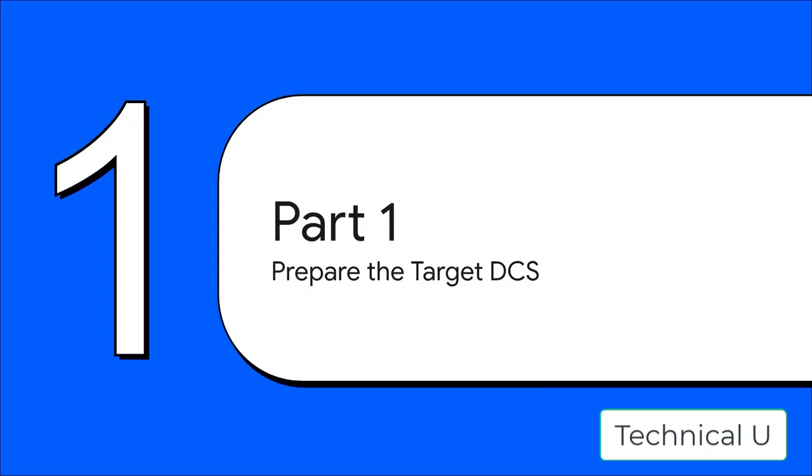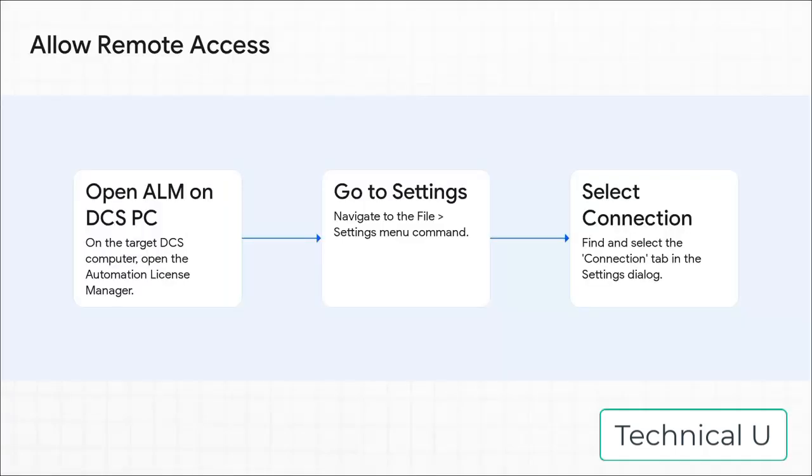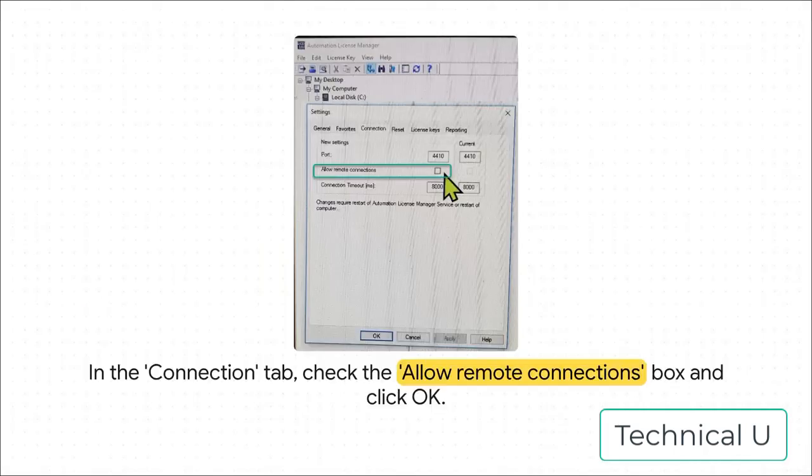Okay, prerequisites are sorted. Let's get started. Part 1, we need to prep the target DCS computer so it's ready to receive the license. So, head over to the DCS computer itself. First thing you're going to do is open up the Automation License Manager. Once you're in, just go to the File menu, click on Settings, and then head over to the Connection tab. This is where the magic happens. In that Connection tab, you'll see a little checkbox that says Allow Remote Connections. Go ahead and check that box, and then just click OK. That's it. You just told the ALM on the DCS machine, hey, it's cool to accept a license transfer from another computer on our network.